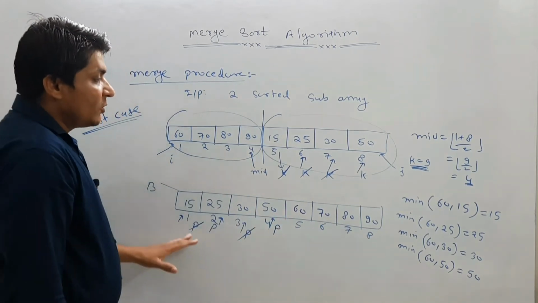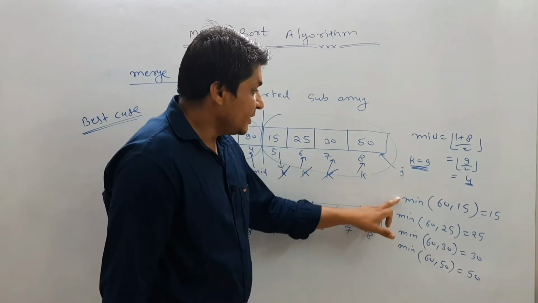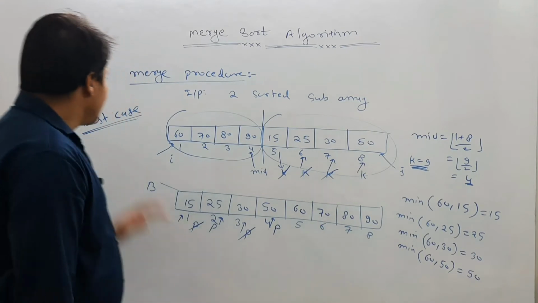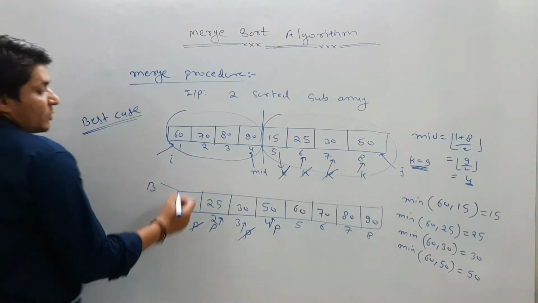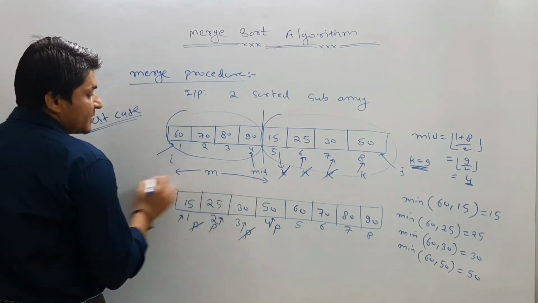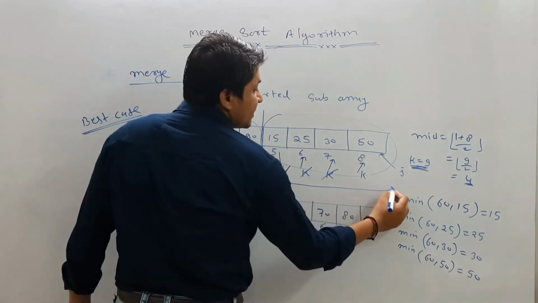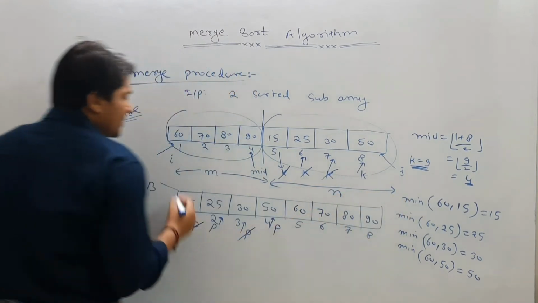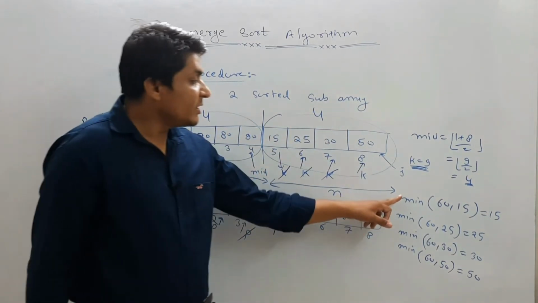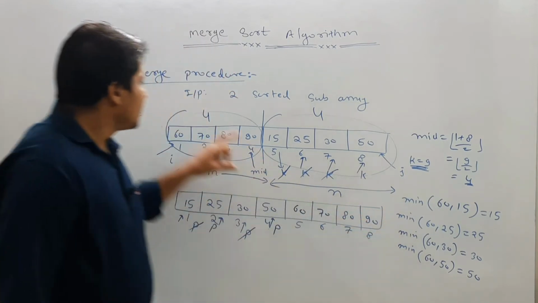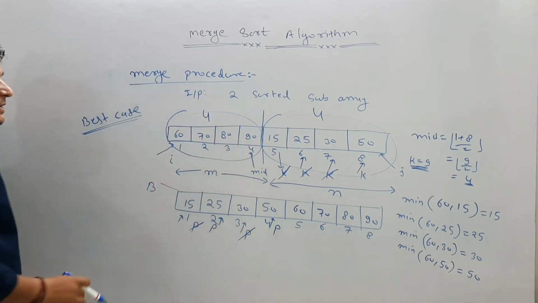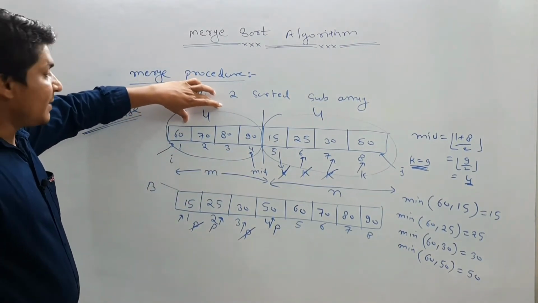Now, how many comparisons have we made in this case? 1, 2, 3, 4. We have done only 4 comparisons. This is the base case. What is the meaning? Let's suppose the number of elements in this array is m, and the number of elements in this array is, let's say, n. So let's suppose previously it contains 4 elements. This also contains 4 elements. So what is the answer? How many comparisons in the base case? 1, 2, 3, 4. So 4 is the answer. In the base case, one array's size is the answer.